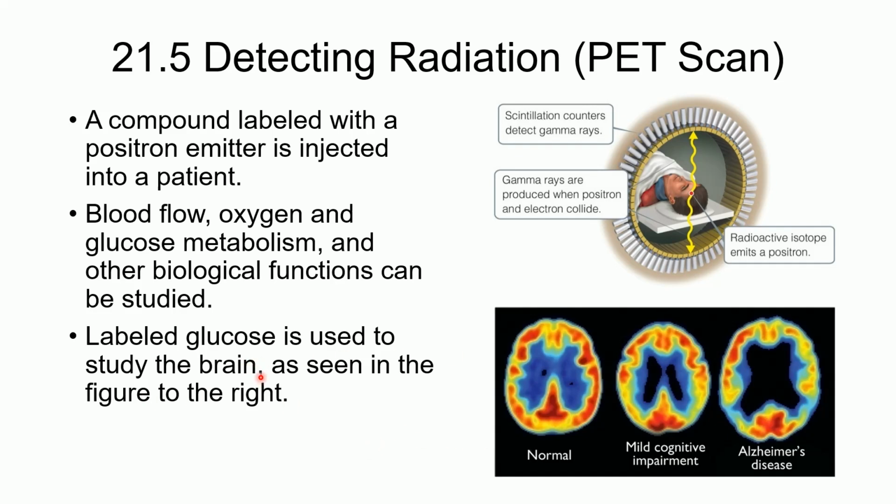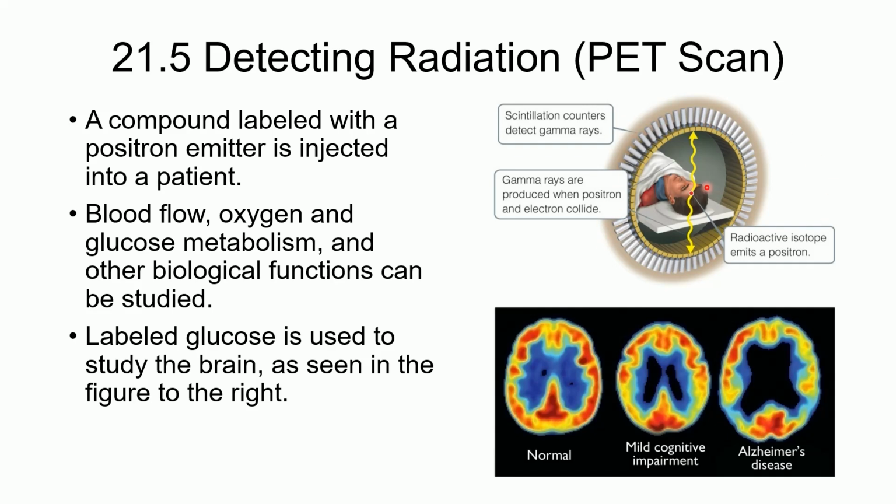Now, what they're actually looking at is not the positrons themselves. As you may or may not remember, positrons react with electrons to give gamma rays, and so what you're actually detecting are the gamma rays. As soon as the positron and the electron run into each other, they'll give two gamma rays. Those two gamma rays go in opposite directions, and then they will be detected by these scintillation counters.